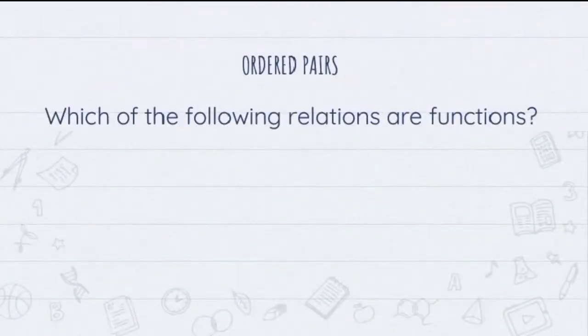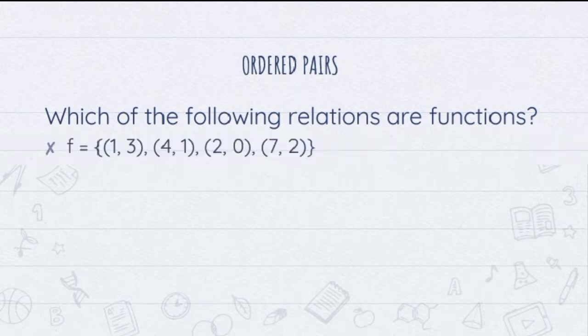Which of the following relations are functions? Before we begin, always remember that for a relation to be a function, all values of x must be unique or non-repeating. Also, for every x value, it should only be paired with one y value. So let's start. We have here a relation f with ordered pairs (1, 3), (4, 1), (2, 0), (7, 2). Inspecting the domain or the x values, we have 1, 4, 2, and 7. All are unique and non-repeating, therefore this relation is a function.